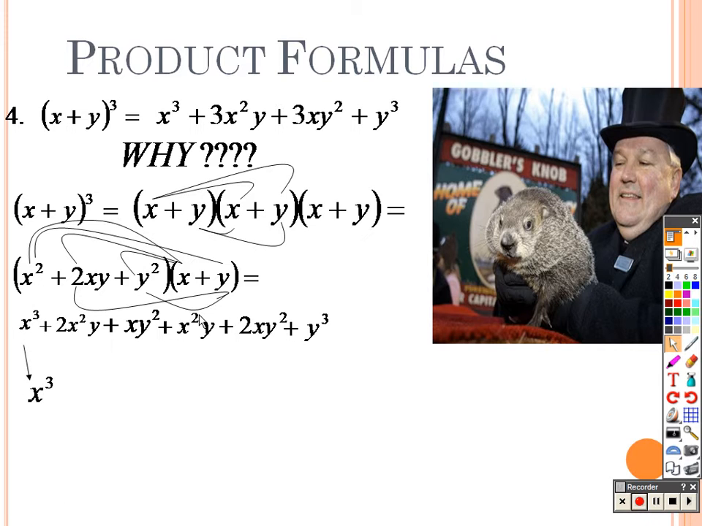So there's the x cubed. Those two are similar, right? Because this is an x squared y and this is an x squared y, so you have 3 of them. This is an xy squared and an xy squared. There's 3 of those, right? 1 plus 2, there's 3 of those. And then all you have left is the y squared. So you can still FOIL to get the answer. It will take much, much longer, but it is possible to do.